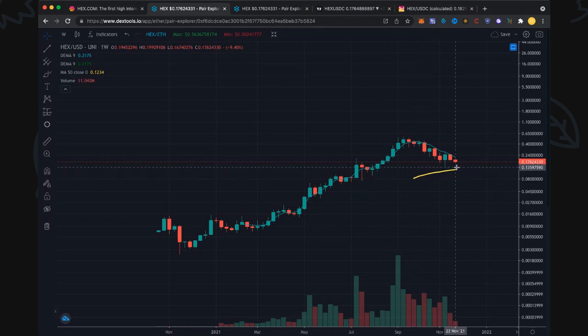This is the 50-week average here in the yellow, and you can see that we're coming down to that. If we do come down to that, that's 12.1 cents. That's a pretty good strong weekly support, and that's where we're at the moment. So I don't expect it to really breach that.